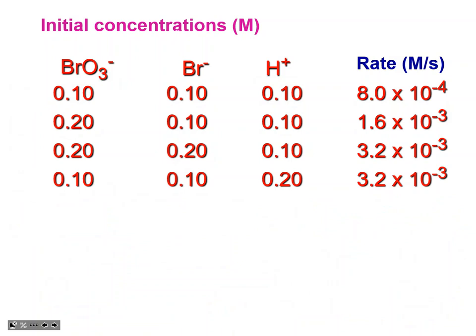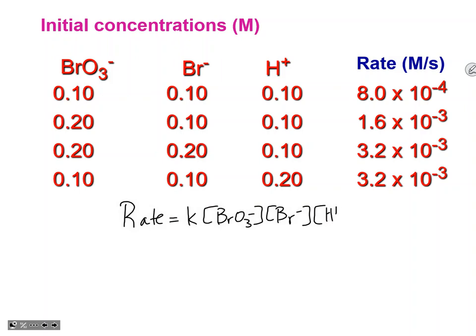We need to calculate for K. That's another thing that we need to do. I'll rewrite it up here so we have it. Rate equals K times the bromate times the bromide times the hydrogen squared.